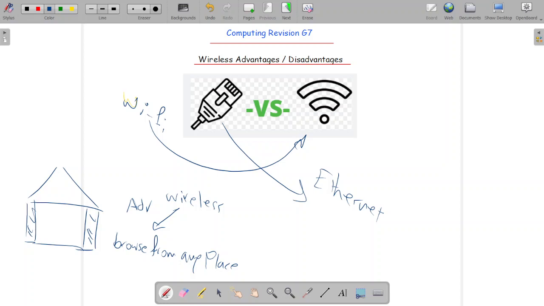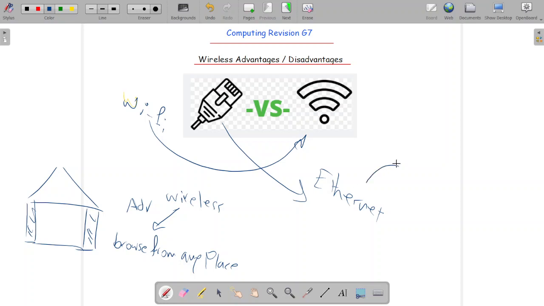I'm not going to highlight all of the advantages and disadvantages. You have them in your sheet, so you look at this lesson or this topic from the point of view of advantages and disadvantages. The advantage of wireless connectivity is that you can browse from anywhere, you can take your laptop to a cafe and browse as you want.